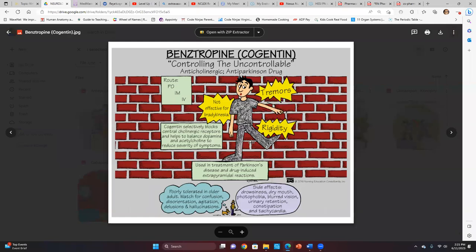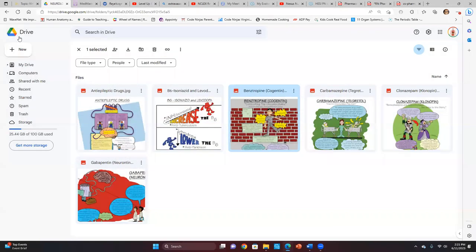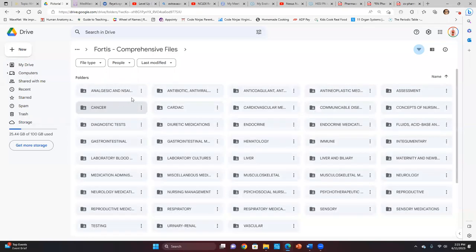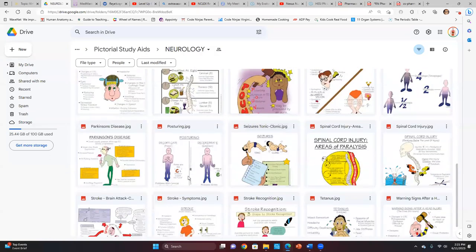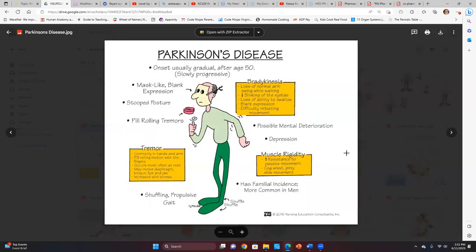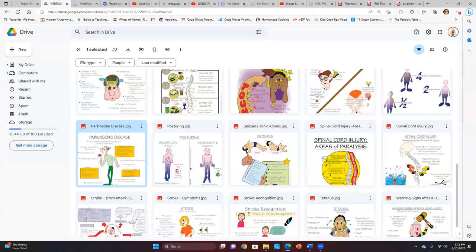All right, we're going into anti-Parkinson's. When we think about Parkinson's disease, let me just quickly show you what a Parkinson's patient looks like. When you think Parkinson's, think Michael J. Fox, think mask-like faces, think shuffling gait, think muscle rigidity, cogwheel rigidity, right? So this is your Parkinson's patient. They have uncontrollable drool. It's a progressive chronic condition. So that was just a quick look of what your Parkinson's patient looks like.